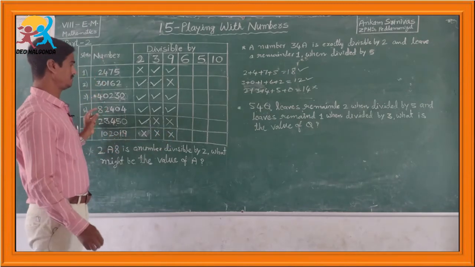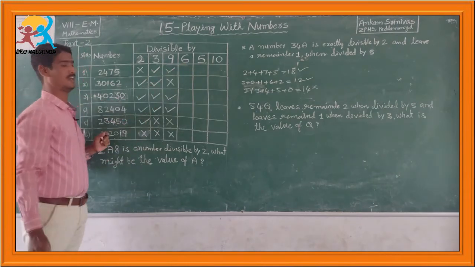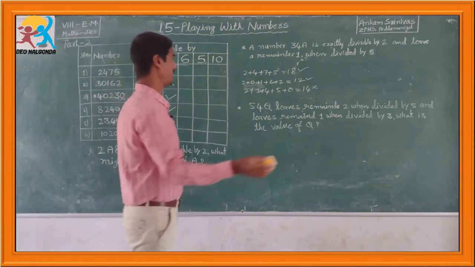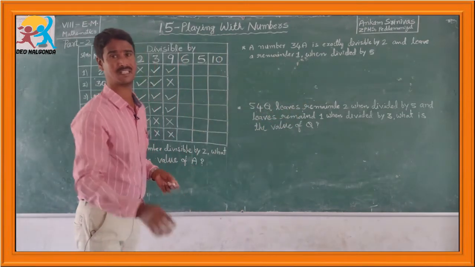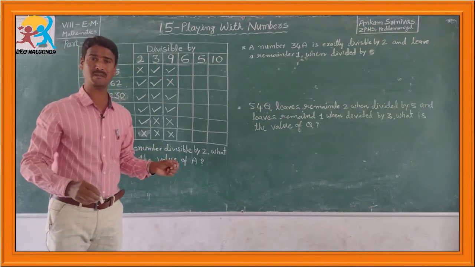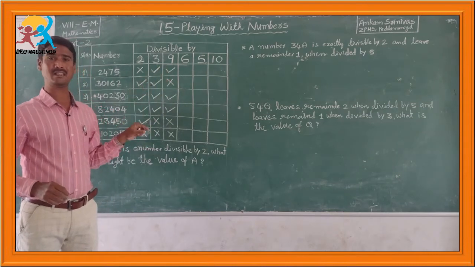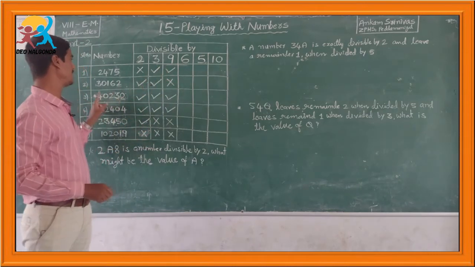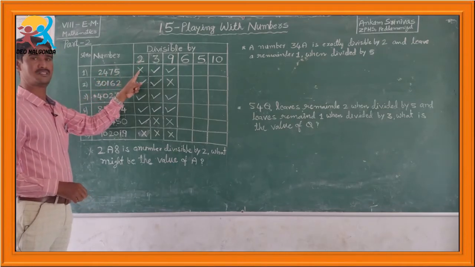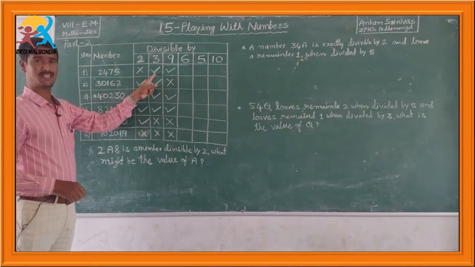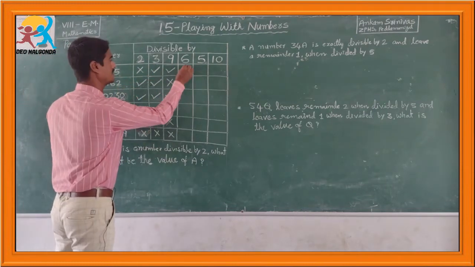Dear children, here divisible by 6. How to check divisible by 6? If a given number is divisible by both 2 and 3, then the given number is divisible by 6. So, in this case, the first number is not divisible by 2, divisible by 3. So, this number is not divisible by 6.